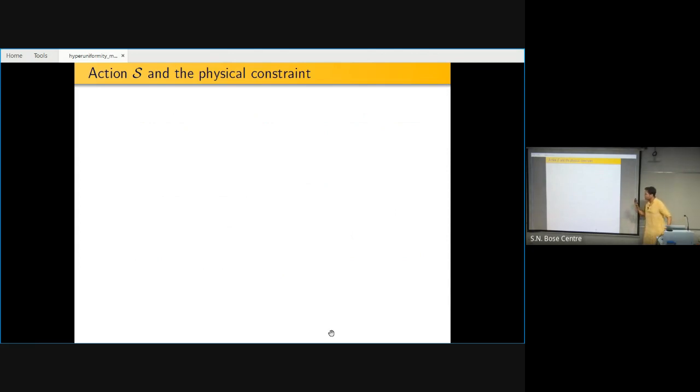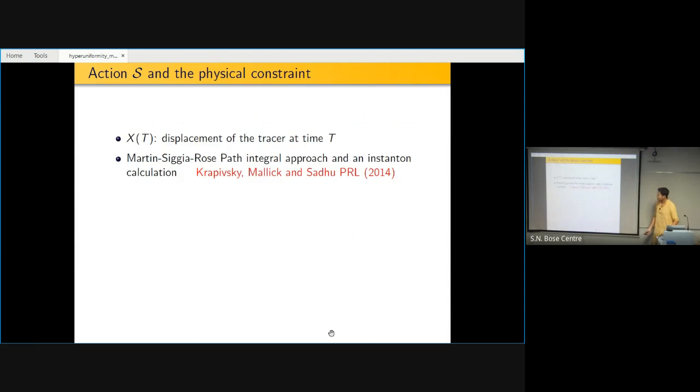What you have to do in this problem is essentially define the action, because we want to solve the moment generating function. So we essentially define the action. My variable here is x, which is the position of the tracer at time t. T is some late time, and I have a formalism for this. This is the Martin-Siggia-Rose formalism, pioneered in this context by Paul Krapivsky, Kirone Mallick, and Tridib Sadhu.